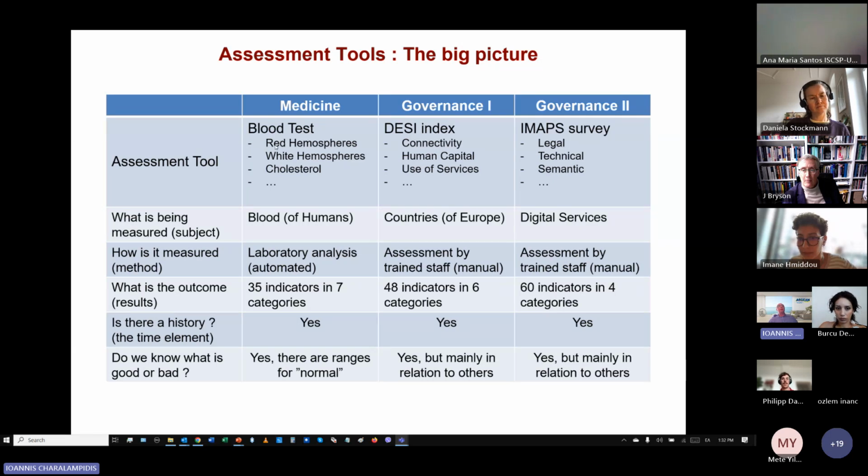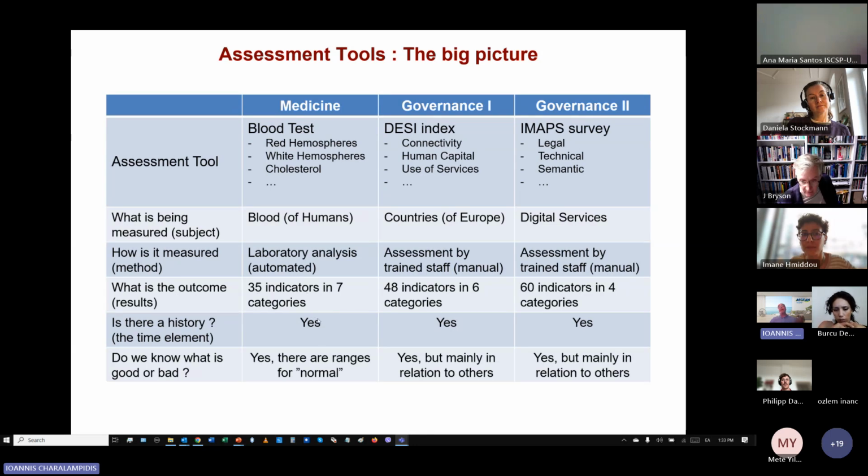The blood test is showing you things about how many hemispheres, how much cholesterol, and we measure the blood this way. We do a laboratory analysis. After many, many, many years, we did it by hand. So it's only the last 30 years that the blood test is fully automated. In the past, it was first a miracle, then it was a kind of art, then it was a kind of practice for the doctors only. Today it is the task of someone who has a tool and puts in your blood and waits for some minutes and then gets the results. And then you get 35 indicators in 7 categories.